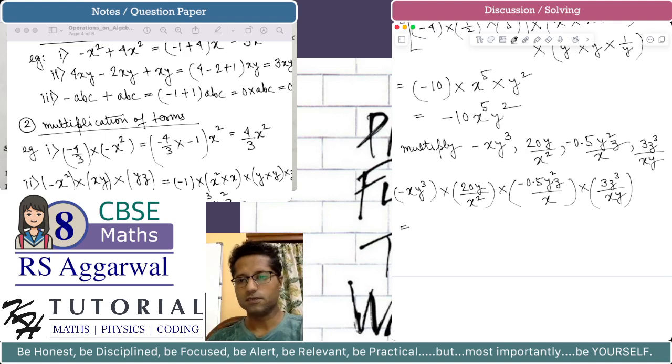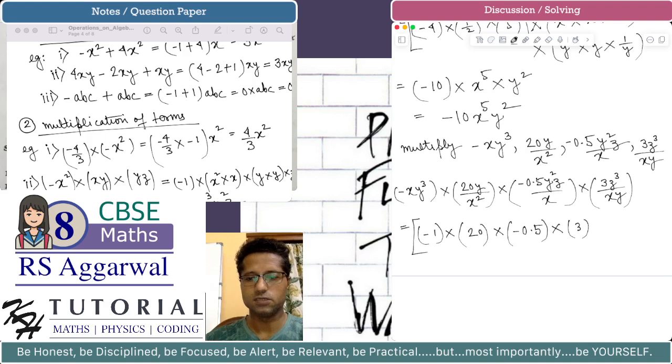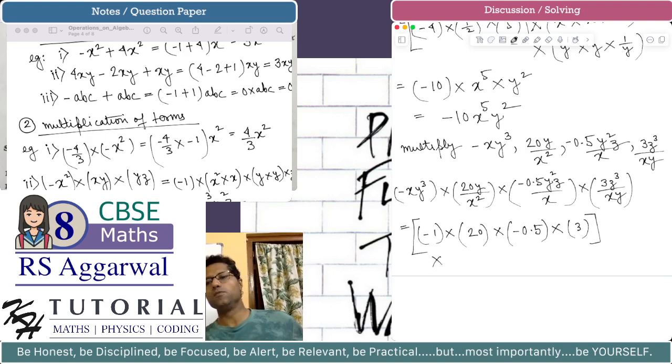So the concept is, first we find the product of all the coefficients of the terms. From the first term, the coefficient is minus 1. The second term, the coefficient is 20. The third term, the coefficient is minus 0.5. And the fourth term, the coefficient is 3. The product of all the coefficients will be the final coefficient of the result, and we have to multiply them. We have to make groups of all the similar literals.